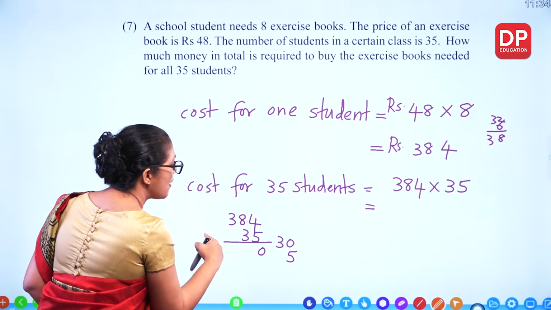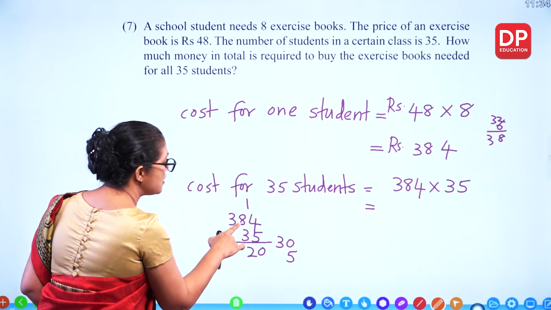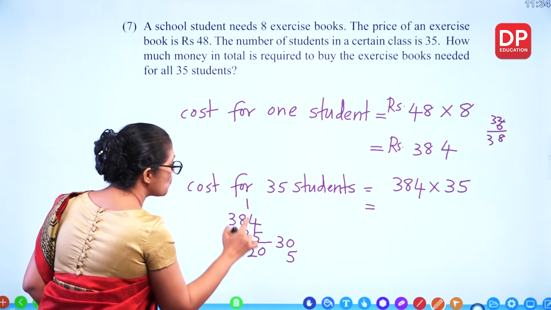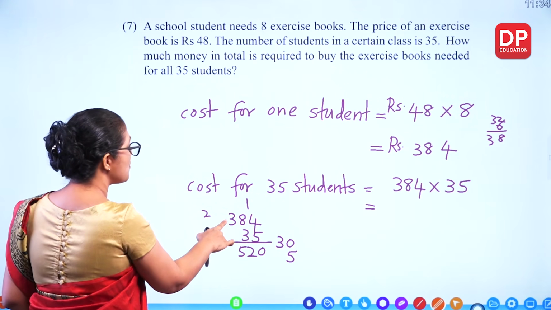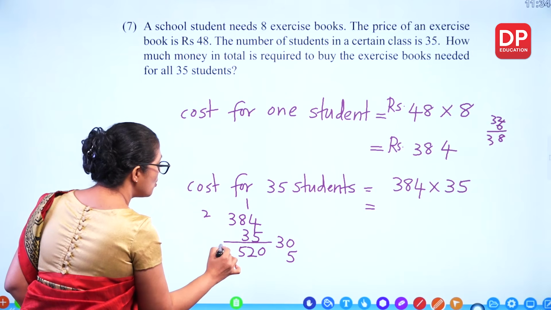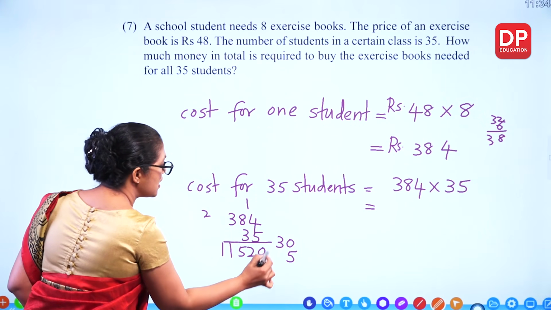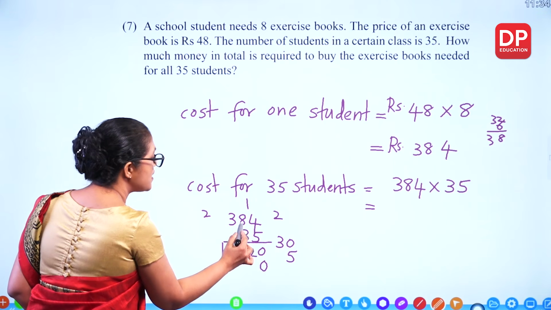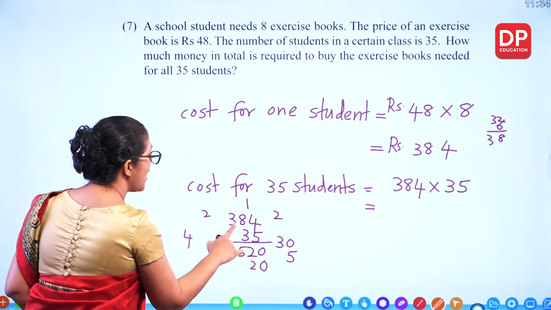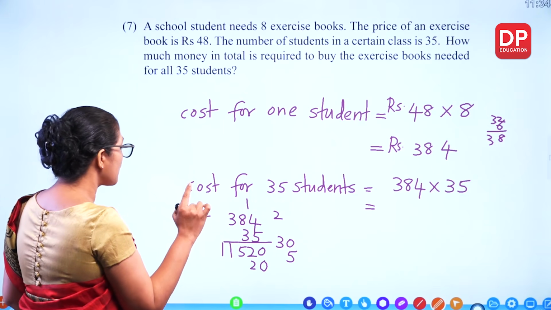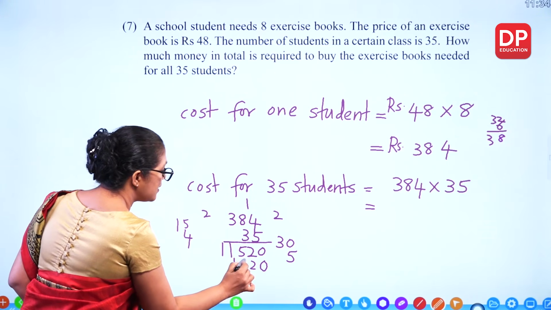Put 0 and multiply by 3. 3 times 4, 12. 1 remaining. 3 times 8, 24 plus 1, 25. 2 remaining. 3 times 3, 9 plus 2, 11. Multiply by 5. 5 times 4, 20. 2 remaining. 5 times 8, 40 plus 2, 42. And 5 times 3, 15. 15 plus 4, 19.